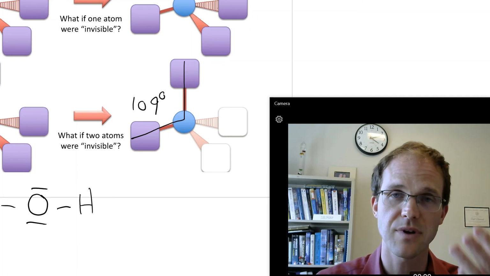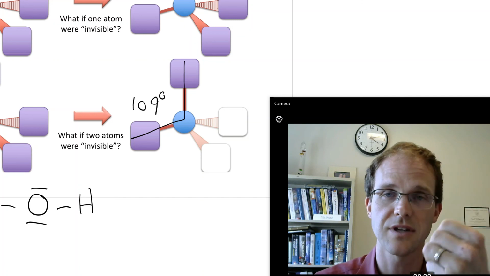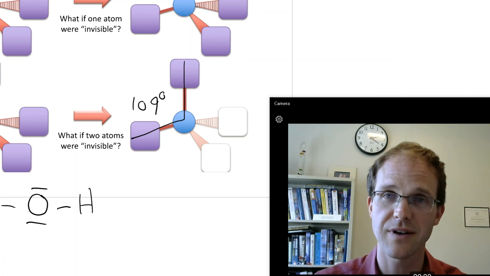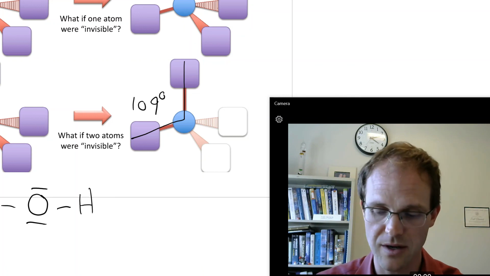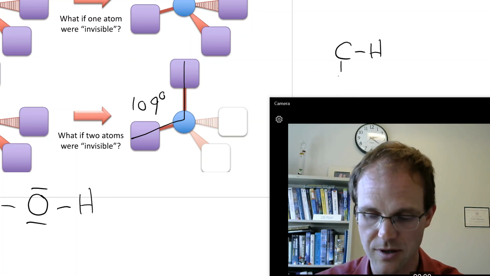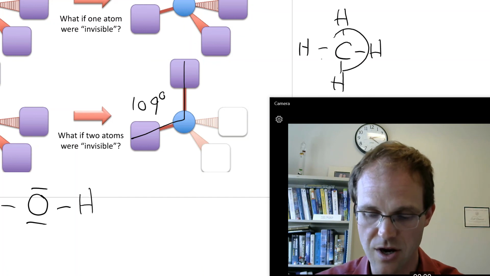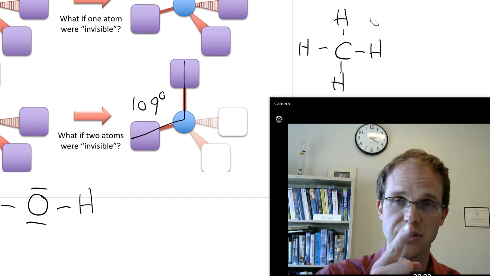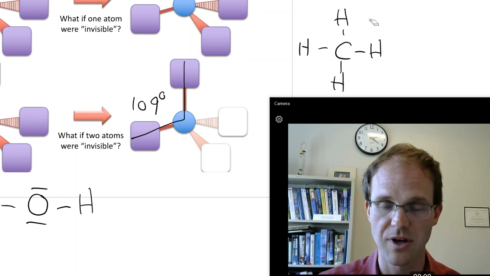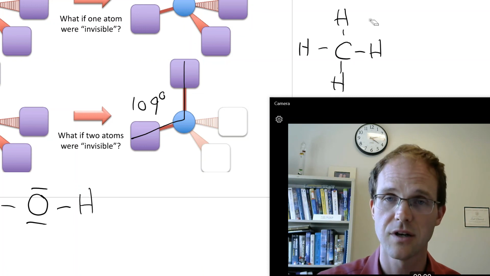3 main geometries: linear, trigonal planar, tetrahedral. Then, once you figure out those, if there's no lone pairs, if you draw a structure with no lone pairs, like my CH4, and by lone pairs, I mean lone pairs on our central atom, right? There's no lone pairs on that carbon. Geometry and shape are the same. So I've got tetrahedral geometry, tetrahedral shape. As soon as you start to add lone pairs, 1 or more, geometry and shape are different.